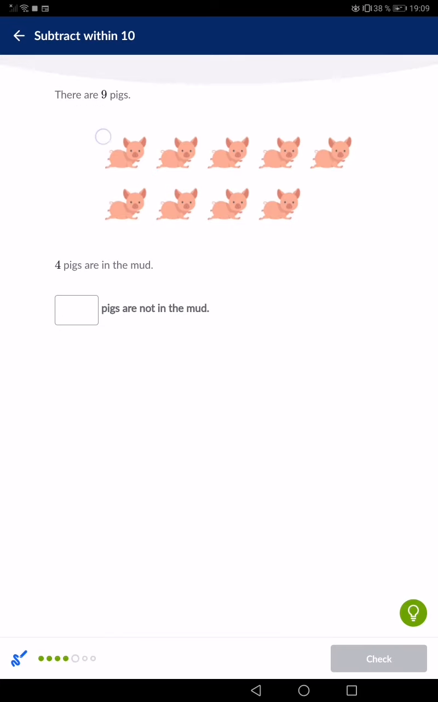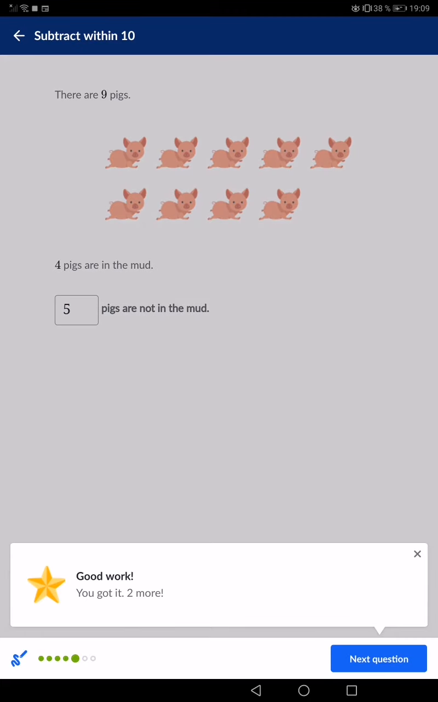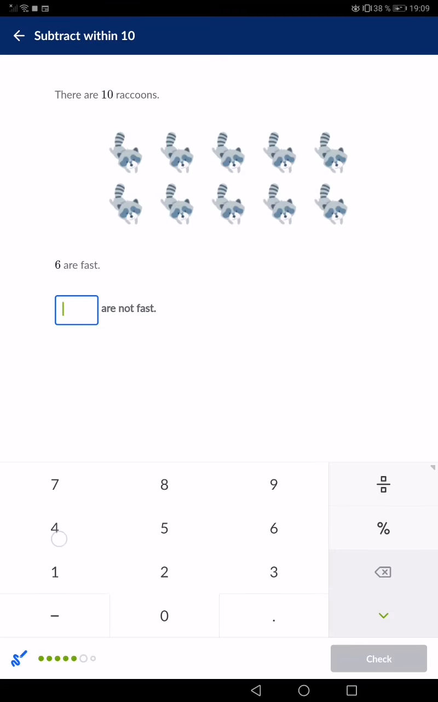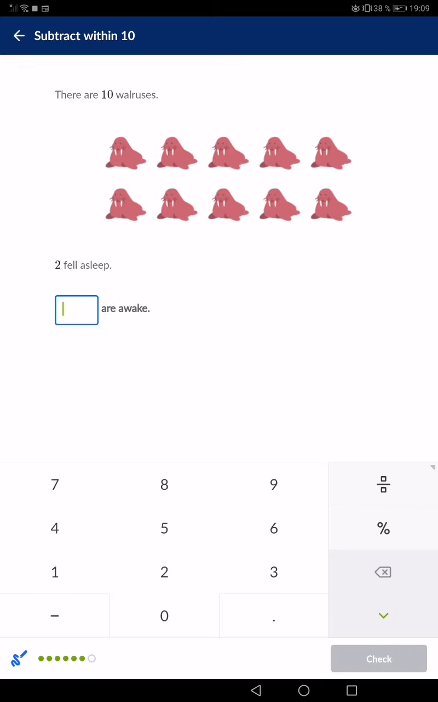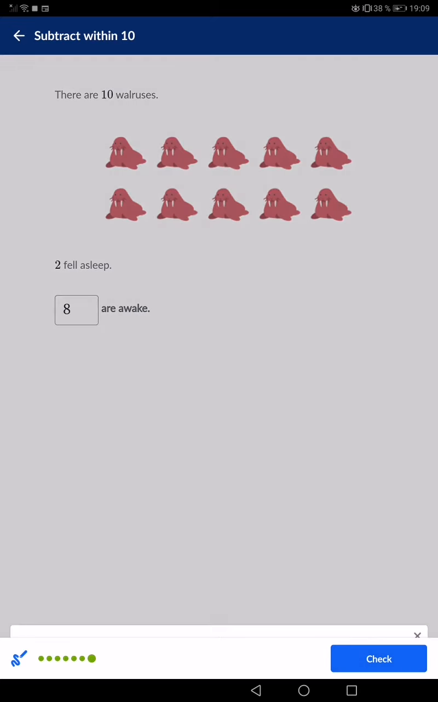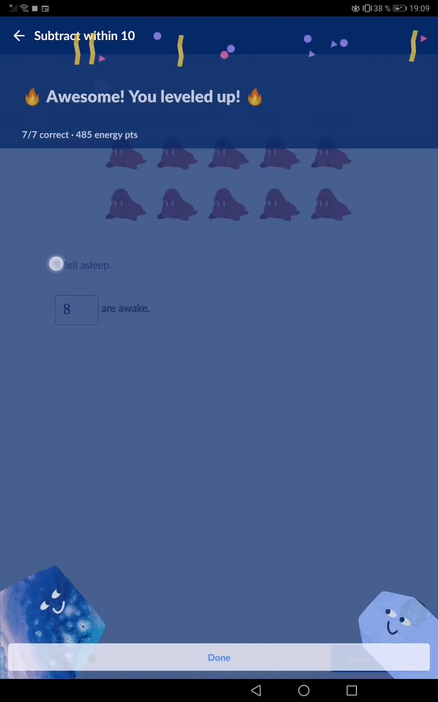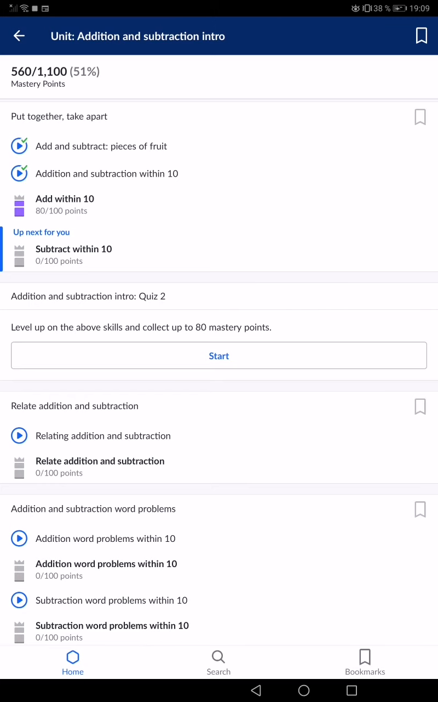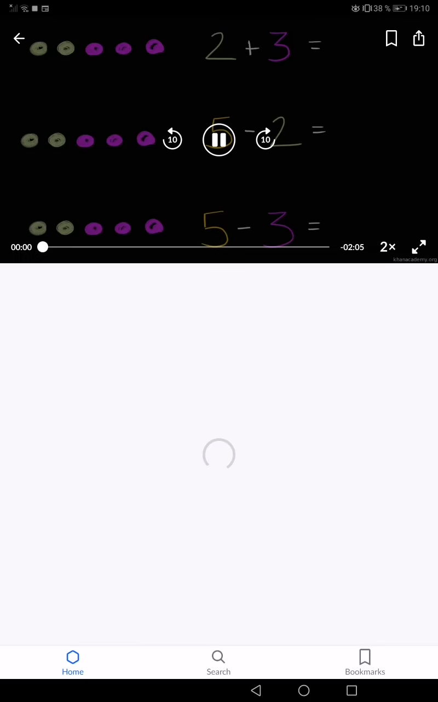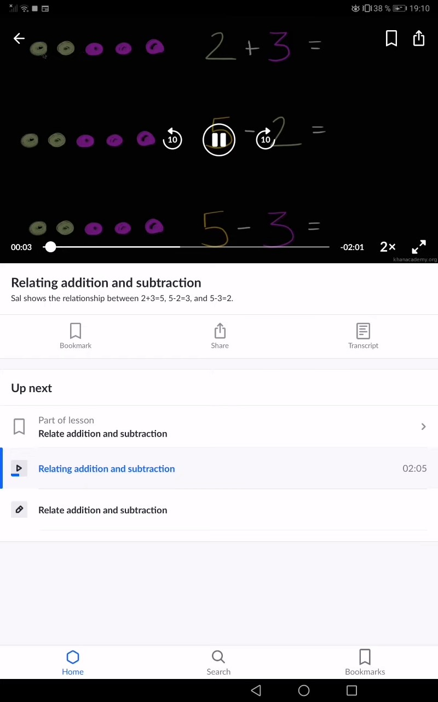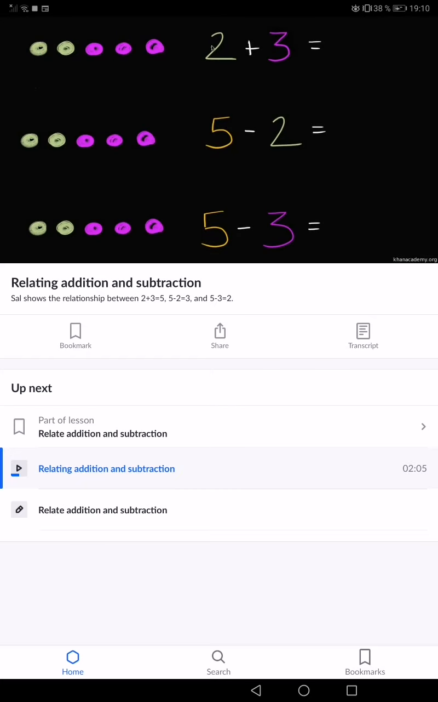Let's go on. There are 9 pigs. 4 pigs are in the mud. How many are not in the mud? Oh, I mean, I'm not thinking really right now. Okay. I feel like by this time now, the kid already figured out the pattern. I have 2 green balls and 3 purple balls. So how many balls do I have altogether? Well, it's going to be 2 purple, 2 green.